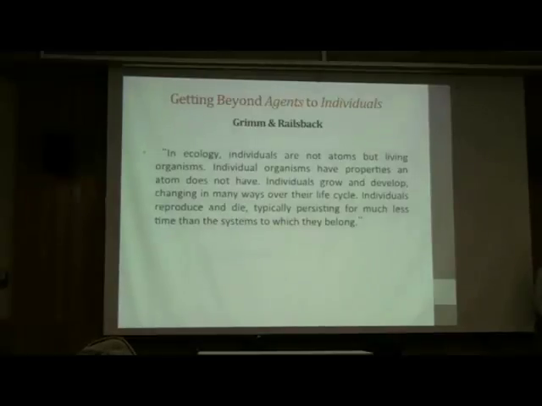Grimm and Railsback give a similar motivation. They say, in ecology, individuals are not atoms but living organisms. Individual organisms have properties an atom does not have. Individuals grow and develop, changing in many ways over their life cycle. Individuals reproduce and die, typically persisting for much less time than the systems to which they belong. And that's a key thing. Oftentimes what we want to study is the system as a whole, and the system may persist longer than the individuals in the system.